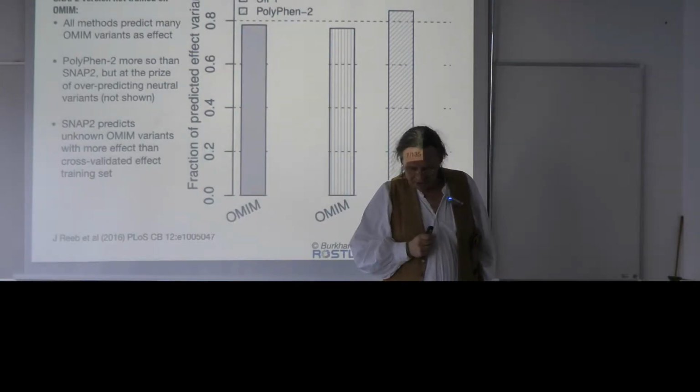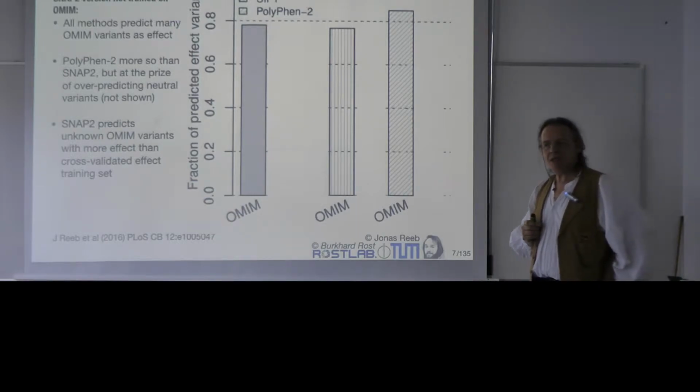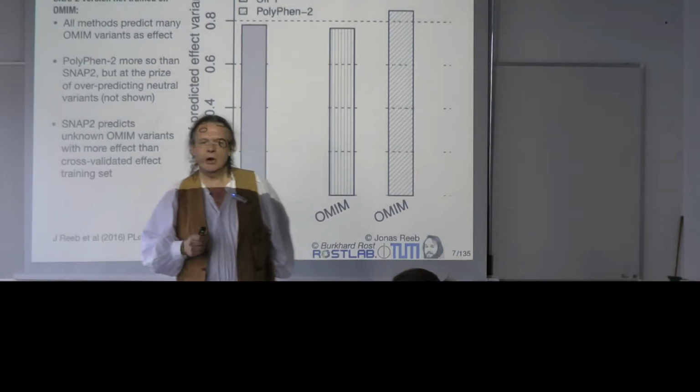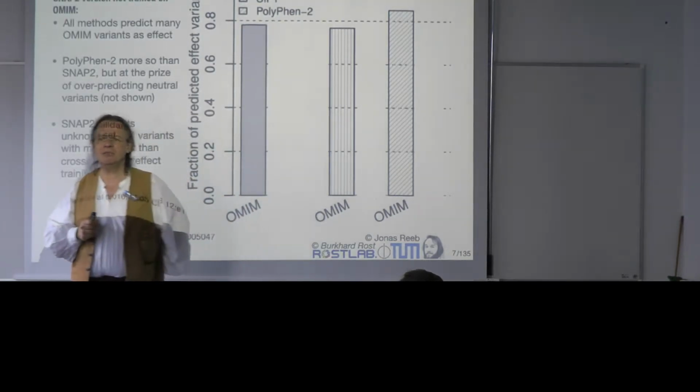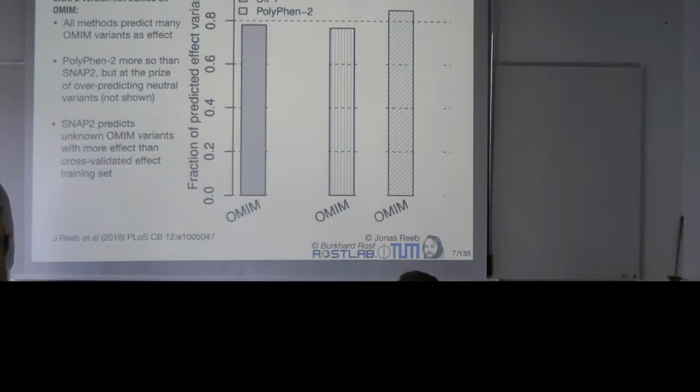So the first story is, we are going to simply apply 3 different methods here: SNAP, machine learning based, PolyPhen and SIFT, on a set of disease variants, namely OMIM, online Mendelian inheritance in man. So these are the kinds of situations where an individual SAV, an individual amino acid change, causes a disease. Every single one of them.